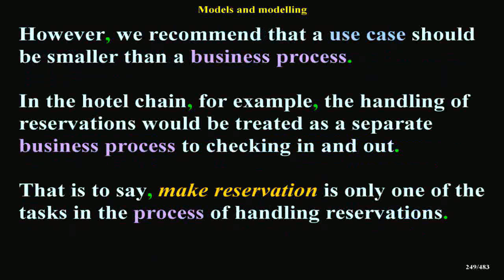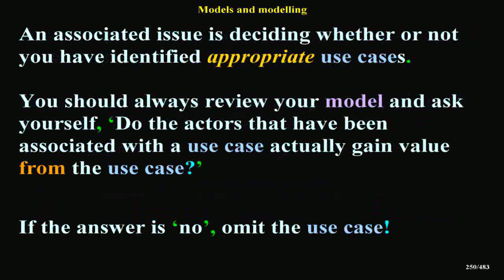In the hotel chain, for example, the handling of reservations would be treated as a separate business process to checking in and out. That is to say, make reservation is only one of the tasks in the process of handling reservations. An associated issue is deciding whether or not you have identified appropriate use cases. You should always review your model and ask yourself, do the actors that have been associated with a use case actually gain value from the use case?